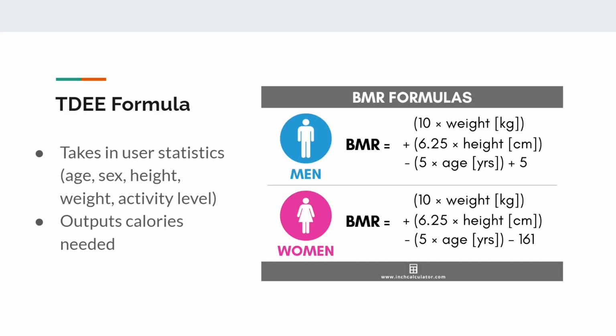FoodTrace uses this total daily energy expenditure formula to calculate a user's daily caloric goal based on the user's age, sex, height, weight, and activity level.